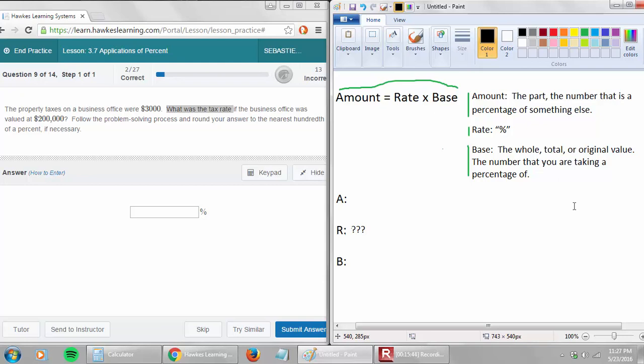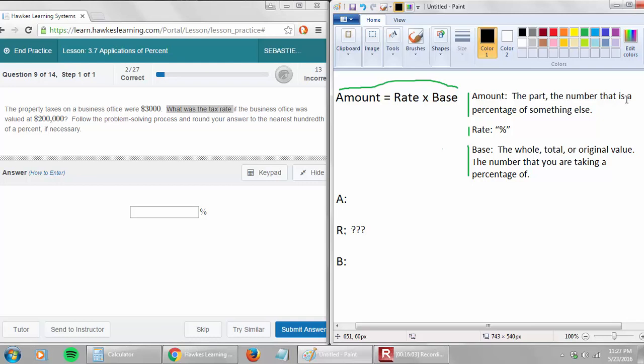So again, think things through. The amount is always the part. It's the number that's a percentage of something else. And the base is always the whole, total, or original value. Take a minute to think things through and see if you can decide for yourself which one is which. Hit the pause button, and then when you're pretty sure, unpause and see if you're right.